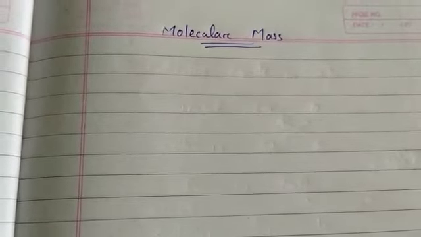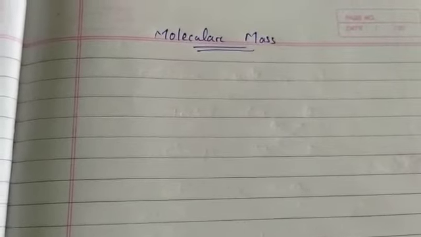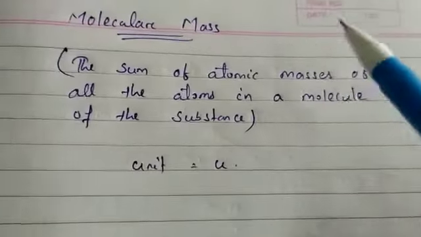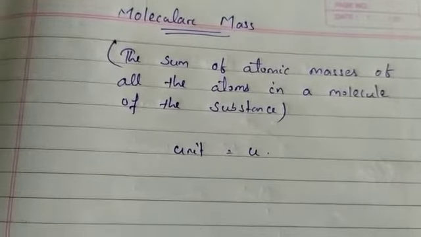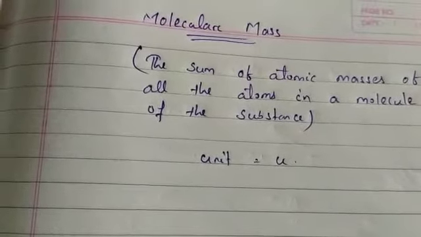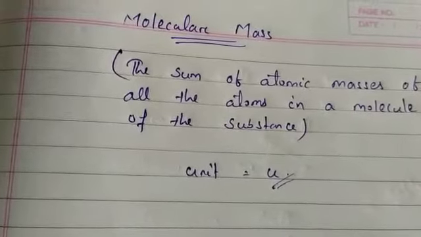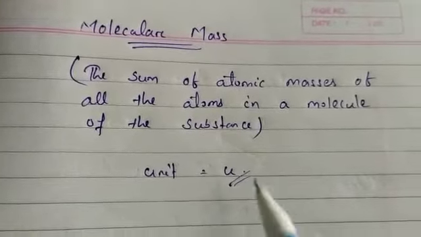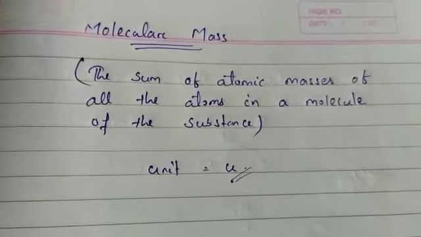Molecular mass, that is the relative mass of the molecule, can be expressed in terms of atomic mass unit, that is U. So its unit can be written as U. Let us take some examples to calculate the relative molecular mass, so that we will be able to understand how to find the sum of atomic masses of all the atoms in the molecule of the substance.